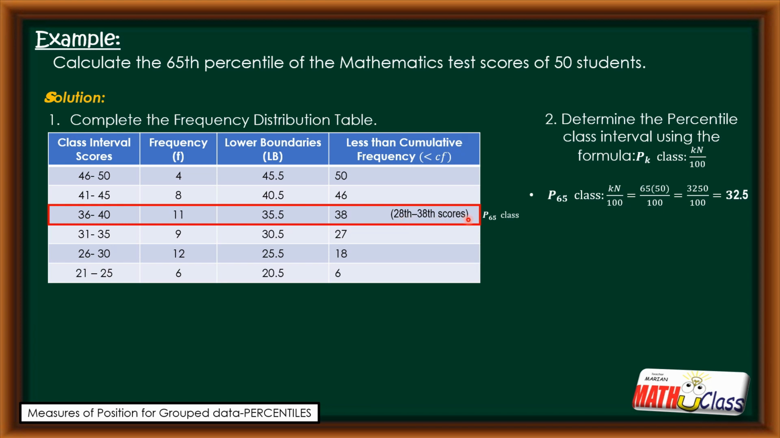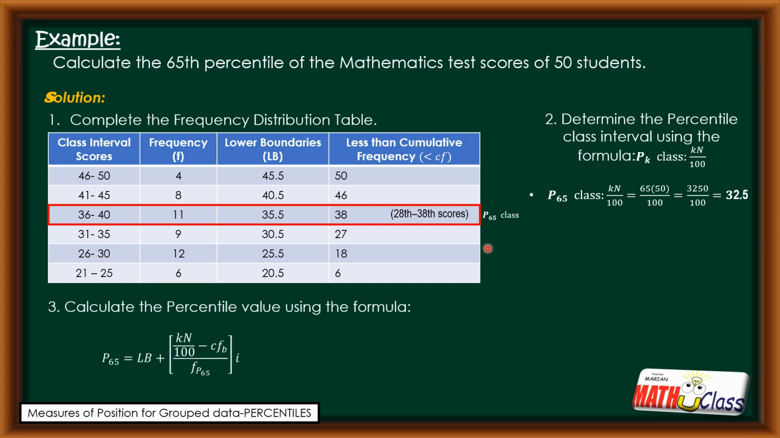Since we already determined the 65th percentile class, it's time for us to do the last step, which is to calculate the percentile value using the given formula. For P65, we will have this one. Before doing the operation, we need to provide first the value of the following. For the lower boundary, or LB, let us look at the table in step 1. The lower boundary of the P65 class is 35.5.